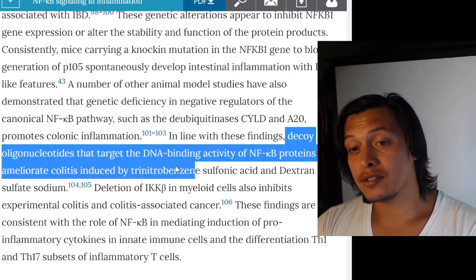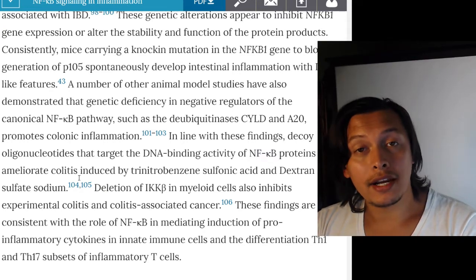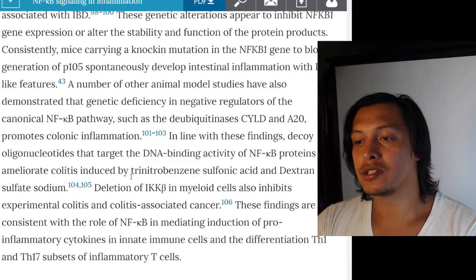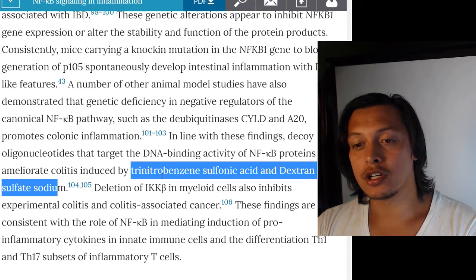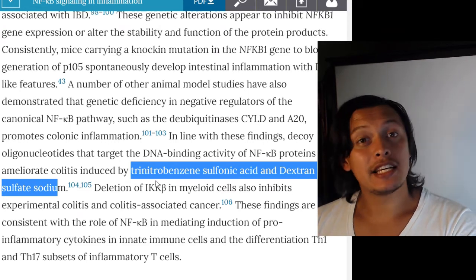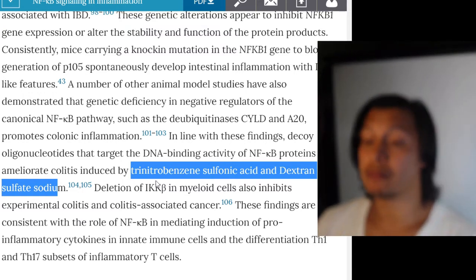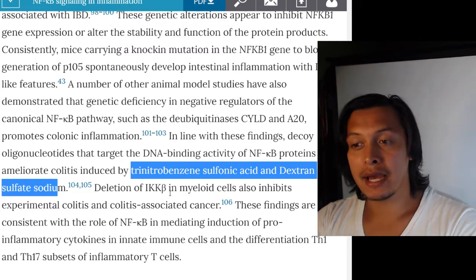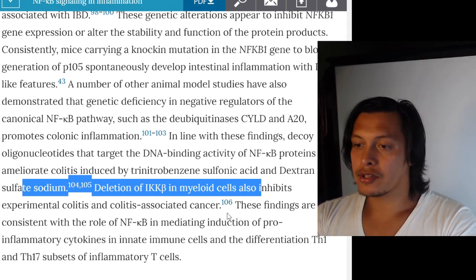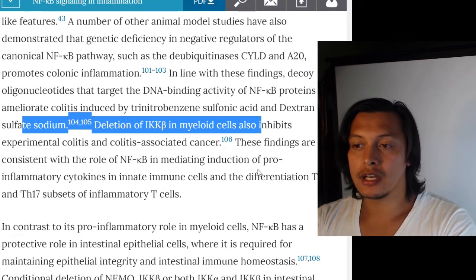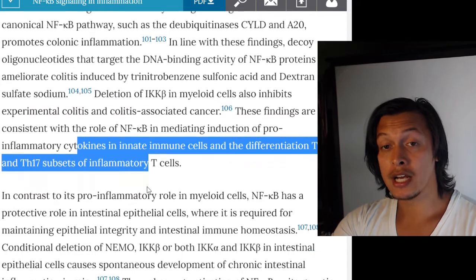So if you add these decoy oligonucleotides and they lower the activity of nuclear factor kappa B, this can ameliorate the colitis induced by trinitrobenzene sulfonic acid and dextran sulfate sodium. Big words. Just know that if you add these, you can cause colitis, and by adding the decoy oligonucleotides, you can heal or prevent some of that colitis, and we presume that effect is from targeting nuclear factor kappa B. Deletion of IKK beta in myeloid cells also inhibits experimental colitis and colitis-associated cancer. Interesting. These findings are consistent with the role of nuclear factor kappa B in mediating induction of pro-inflammatory cytokines in innate immune cells and the differentiation of Th1 and Th17 subsets of inflammatory T cells.